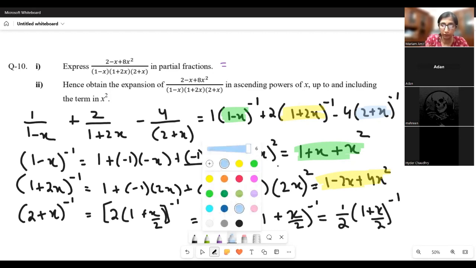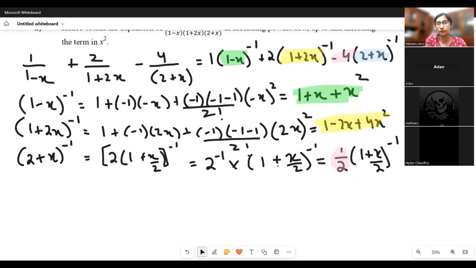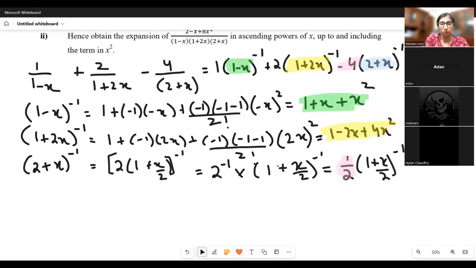What I'll probably forget in a bit is that this gets multiplied with the expanded form and along with minus 4. So I'm just highlighting that so that I don't forget that. Okay, so now what I'll do is I'll expand 1 plus x over 2 power minus 1.